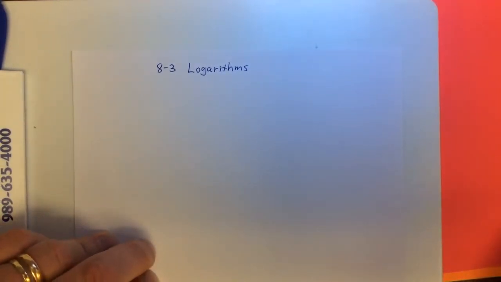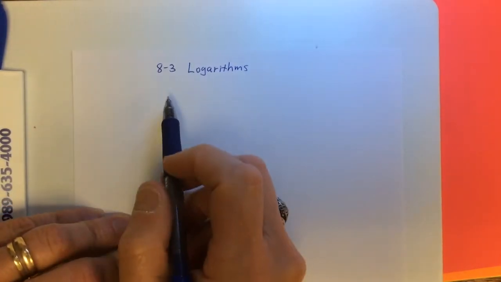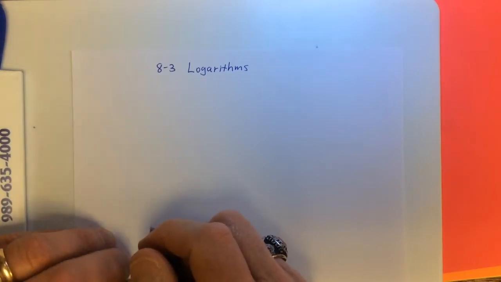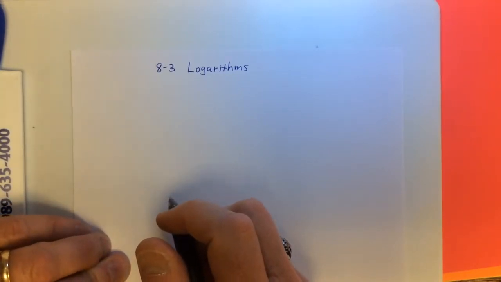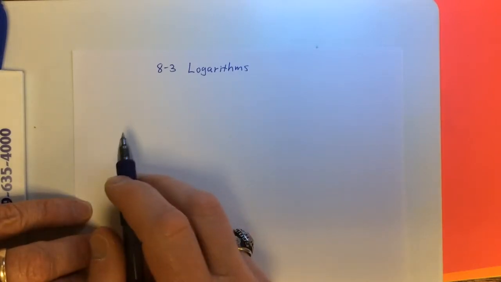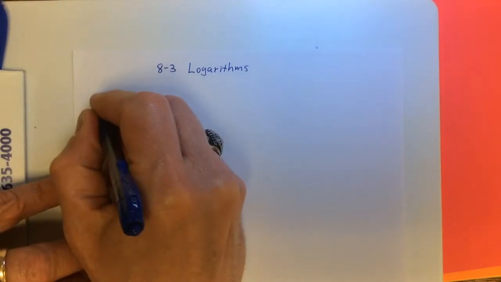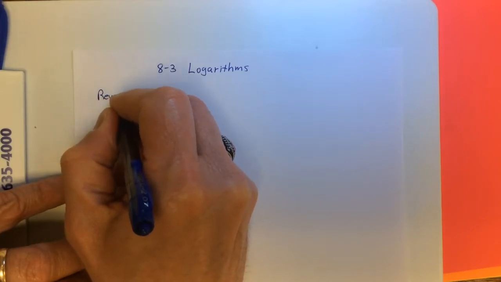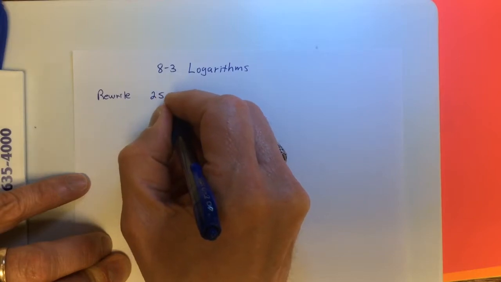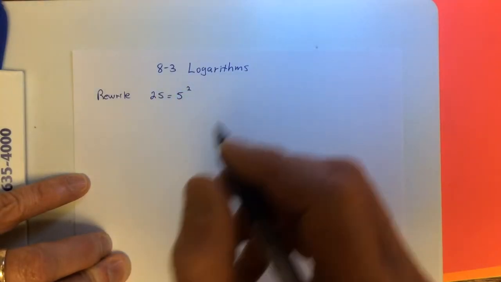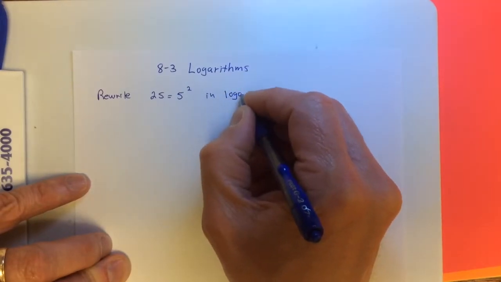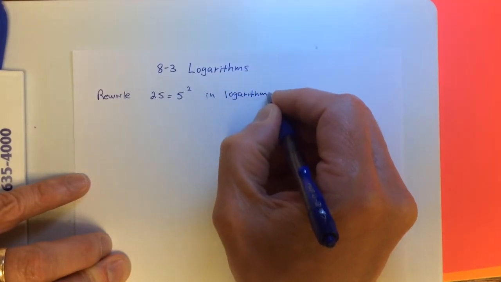Today we talked about logarithms in Unit 8.3. There were two skills that we discussed today. The first skill was to rewrite an exponential form into logarithmic form. So we want to rewrite 25 equals 5 squared into logarithmic form.